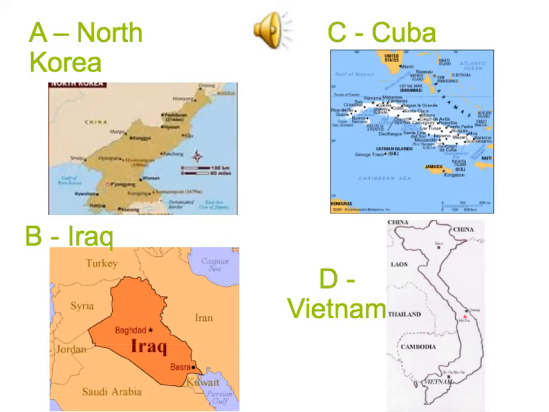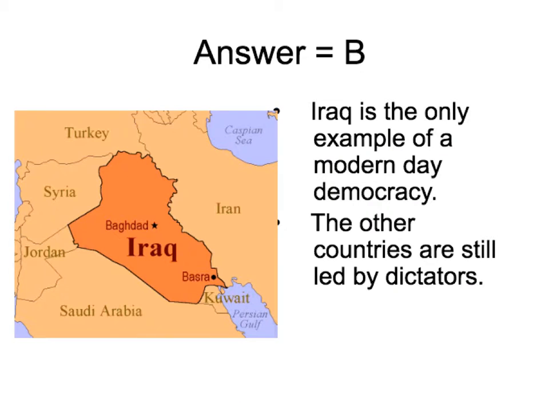And then North Korea, Iraq, Cuba and Vietnam. Odd one out being Iraq. Despite what they might remember and what they might know, the attempt is actually at the minute to build a working democracy in Iraq, whereas the other three remain dictatorships. So that's a more challenging one based upon their understanding of the world.